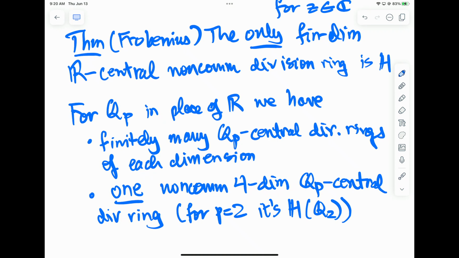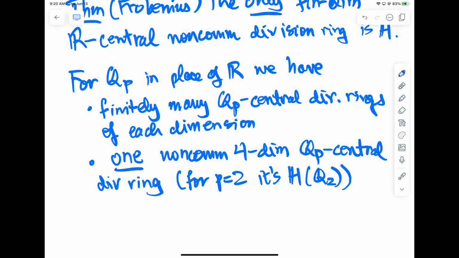the same. But unlike R, you can have Qp central finite dimensional division rings of a very high dimension, 4, 9, 16, any perfect square. There are lots of them. I think there are phi of n of them, there are phi of n minus 1 non-commutative. In any case, yeah, but still finitely many of each dimension.